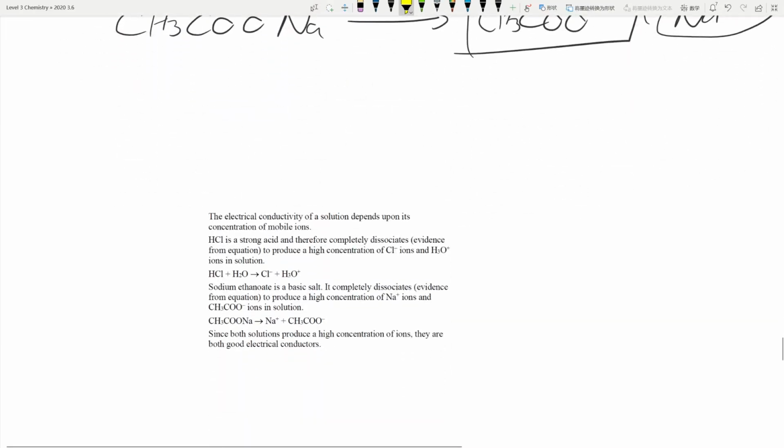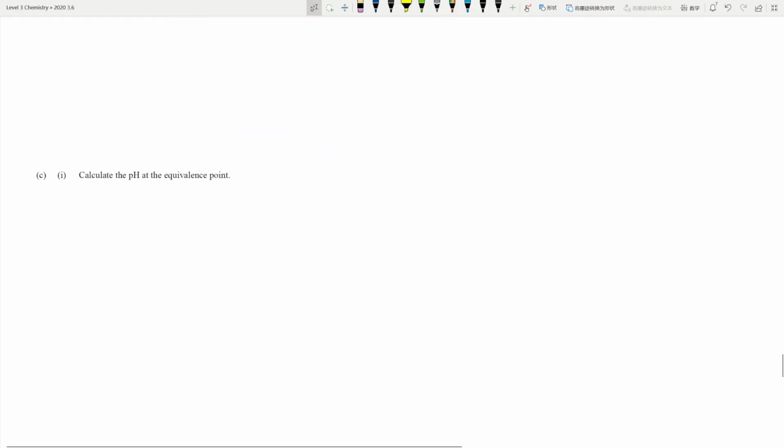Okay, so you can look at the answers here. The conductivity depends on the concentration of free moving ions. HCl is a strong acid, completely dissociates, lots of Cl- and H3O+, therefore it's a good conductor. Sodium ethanoate completely dissolves, produces Na+ and CH3COO-. So, high concentration of free moving ions, high electrical conductivity.